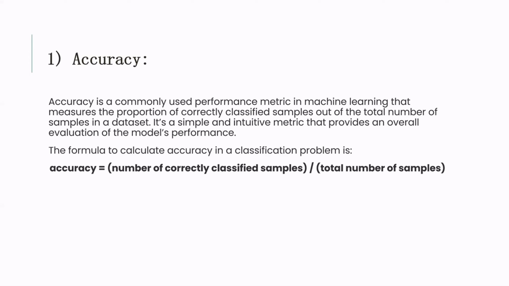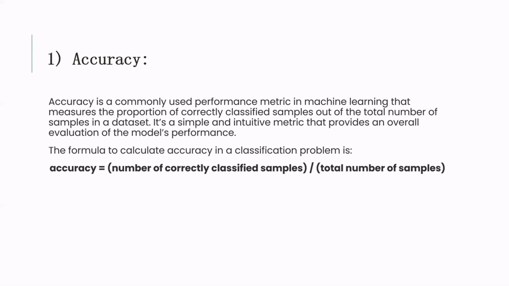So first of all, we use accuracy. Accuracy is a commonly used performance metric in machine learning that measures the proportion of the correctly classified samples by the total number of samples in the data set. It is a simple and intuitive metric that provides an overall evaluation of the model's performance. The formula to calculate accuracy in a classification problem is number of correctly classified samples by total number of samples. That is how you calculate accuracy.